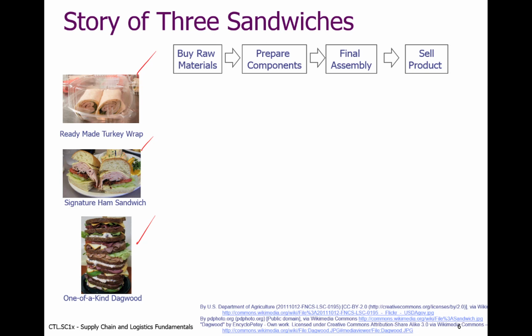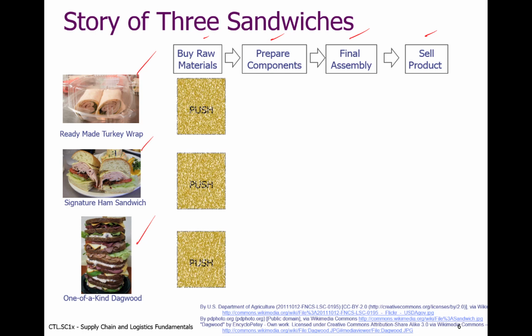Well, any one of these sandwiches has three main steps. One, you're going to buy some raw materials. Then you're going to prepare the components, whether it's pre-slicing tomato, pre-cooking the chicken, whatever. And then you're going to assemble them, and then I'm going to sell them. And so the question is, how does each of these get accomplished for these three sandwiches? Well, for buying raw materials, you're not going to wait till someone comes in the door to order your ham, right? You're going to order that ahead of time. So for all three of these, the ready-made, the signature sandwich, and the one-of-a-kind sandwich, you're going to order those raw materials ahead of time based on some kind of forecast. You're pushing.